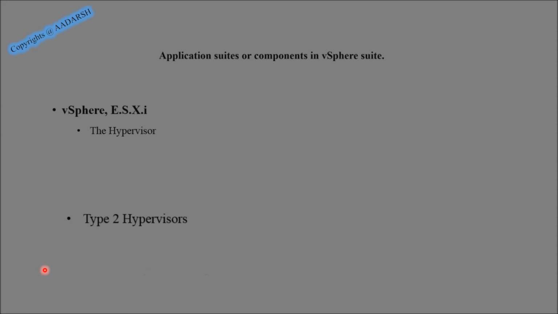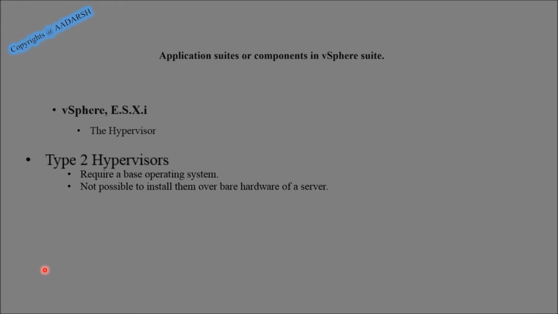Type 2 hypervisors do require a base operating system. It is not possible to install them over the bare hardware of a server. First we need to install a base operating system like Windows or Linux etc. over which we install the Type 2 hypervisors. Examples of Type 2 hypervisors are VMware Workstation, Oracle VirtualBox etc.